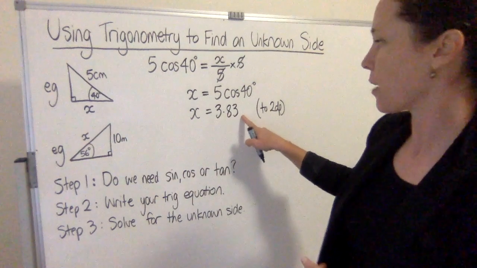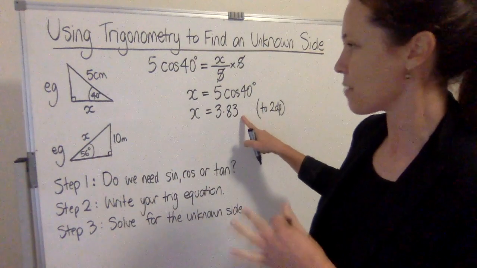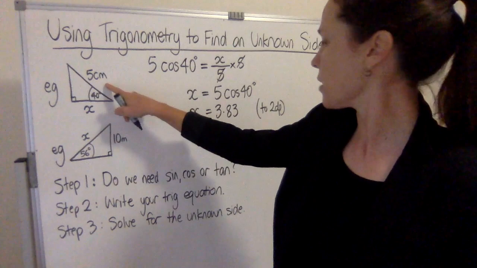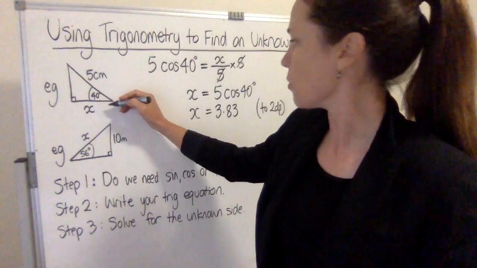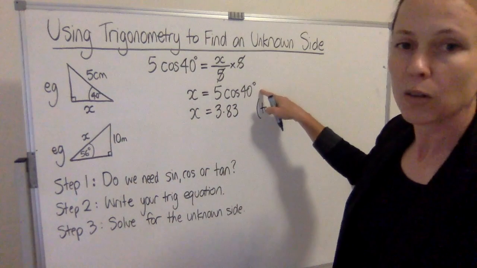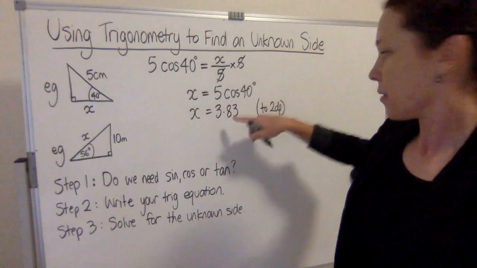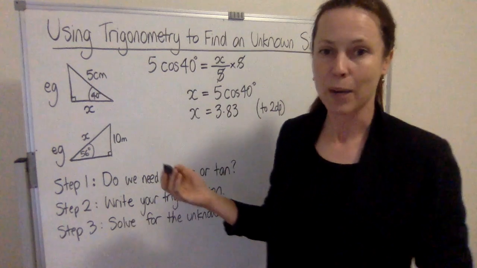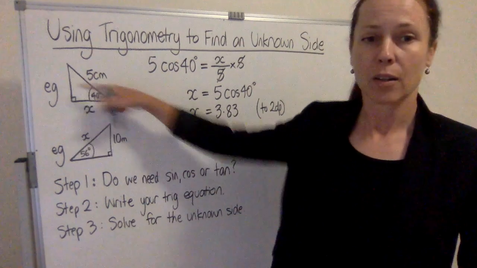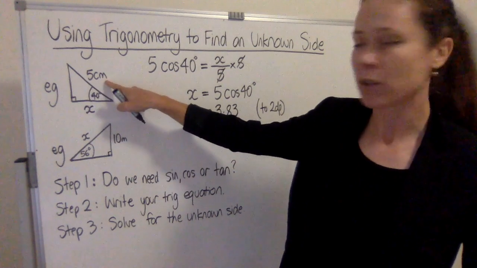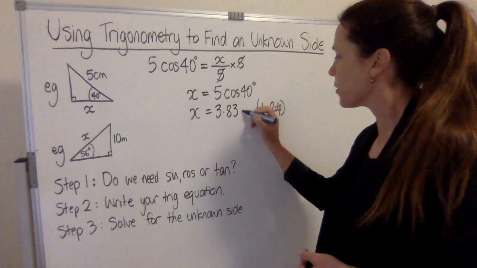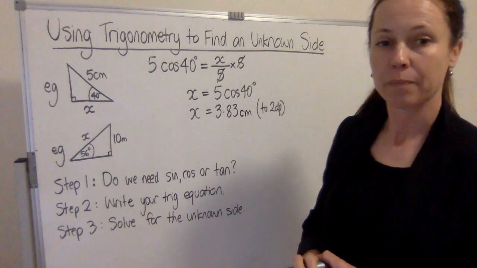Now at this point I look back at my picture and I say, does that seem about right? If this is 5 centimetres, would this be 3.8 or so? And yeah, that seems pretty reasonable. If you've put it in your calculator wrong, or you've made a mistake here, this number will probably come out looking really wacky. So always check it with your picture to see if it makes sense. You can also check back to the picture to see what units we're working with here and put those into your answer. And we're done.